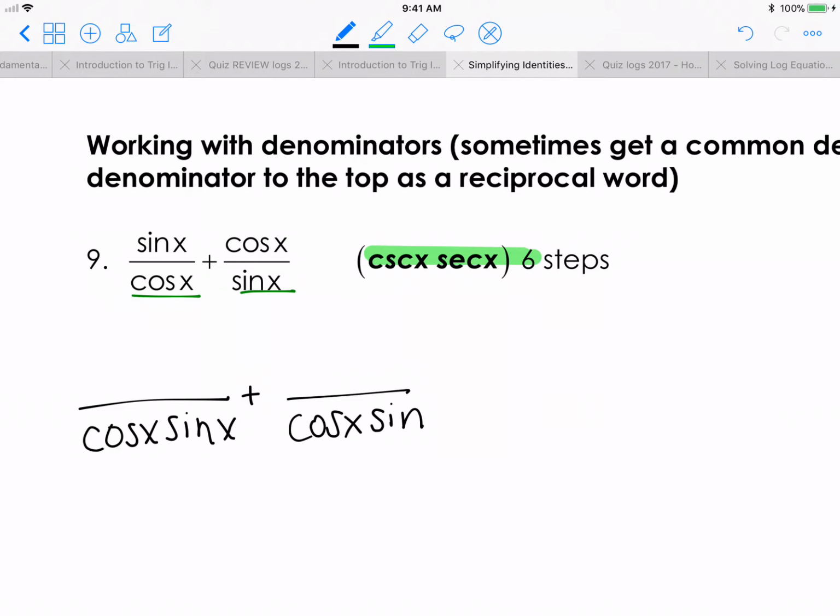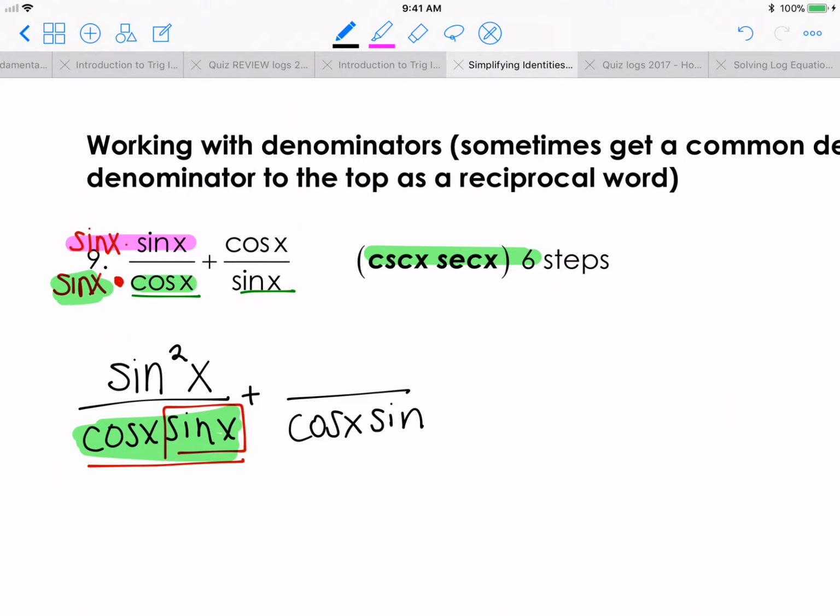So if I want cosine and sine to be my common denominator, I'm going to have to multiply something to this cosine so I can get cosine x sine x. So what am I missing? Well, I'm missing this sine part. So if I multiply sine x to the numerator and to the denominator, what happens? Well, sine x times cosine x is going to give me cosine times sine. But what about this sine times sine x? Well, sine times sine x is going to give me sine squared x.